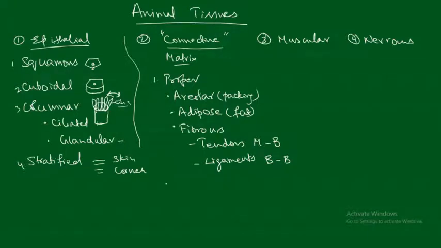Then comes the supportive connective tissue. Under supportive connective tissue we have the cartilage and bone.